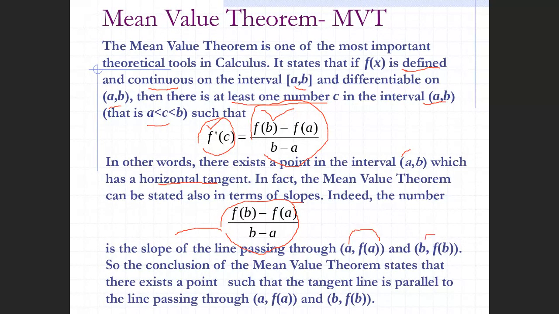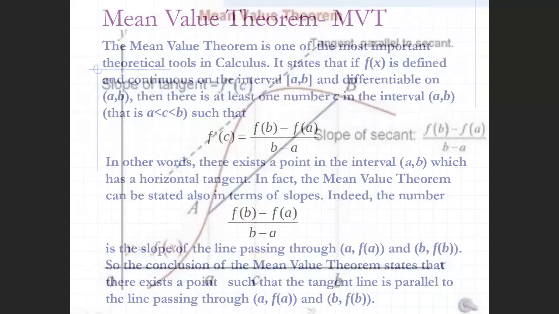So what is the conclusion of the mean value theorem? It states that there exists a point such that the tangent line is parallel to the line passing through the two points A and B. When we join the point (A, f of A) with the point (B, f of B), there is at least one point where the derivative of the tangent line is equal to the slope of the secant line. This is the definition you need to understand.